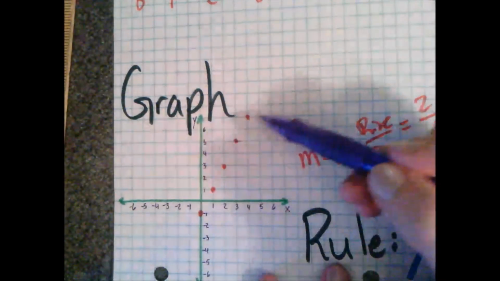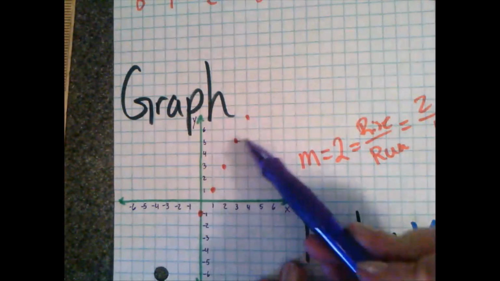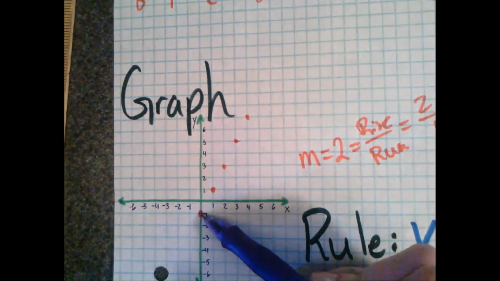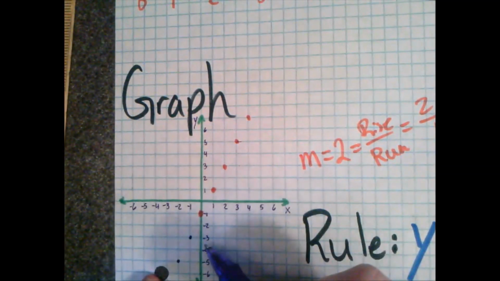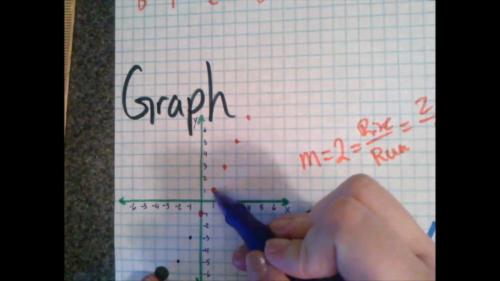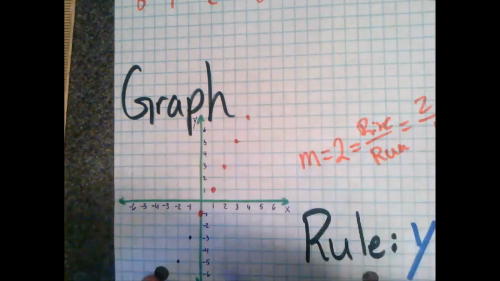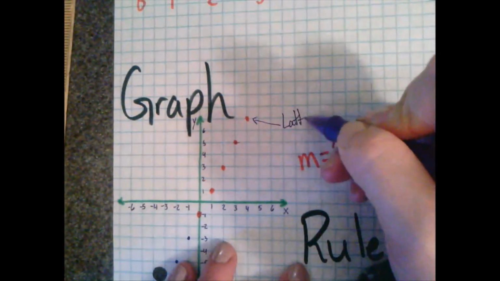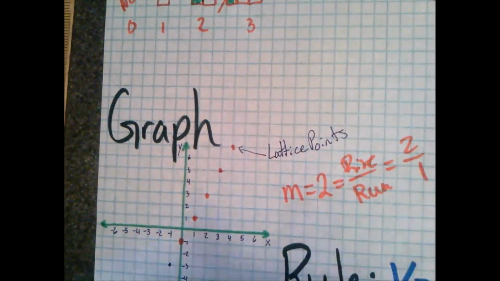Do you see how these dots are right in the middle? They're right in the middle of 4 boxes. Boom, boom, boom. If I continued this down, there would be even more that are right in the middle of 4 boxes. That's because this is 1, 1, 2, 3, it's even. These are what we call lattice points. Oh, sorry. Because they hit right in the middle.